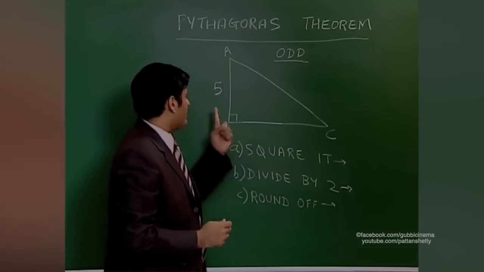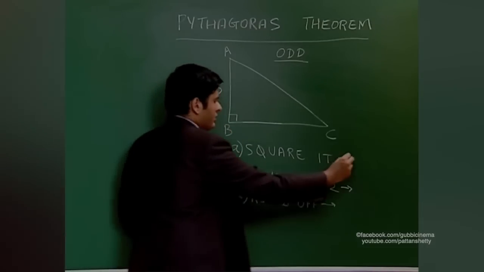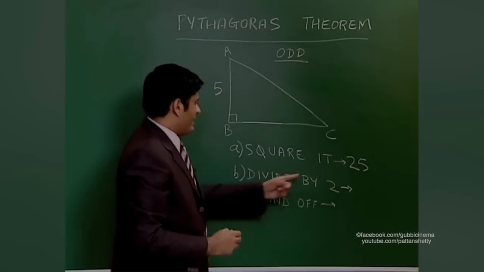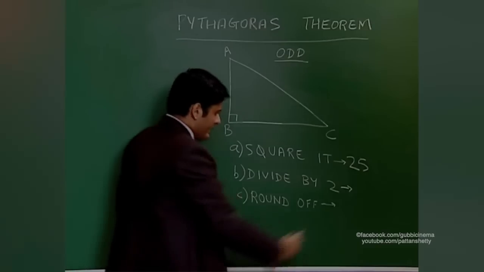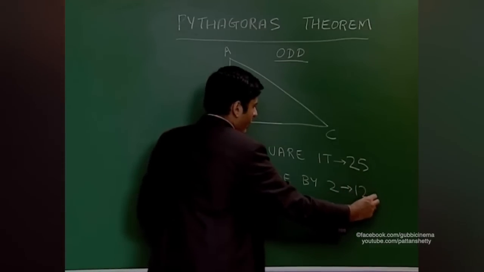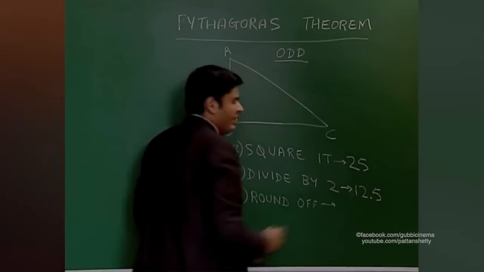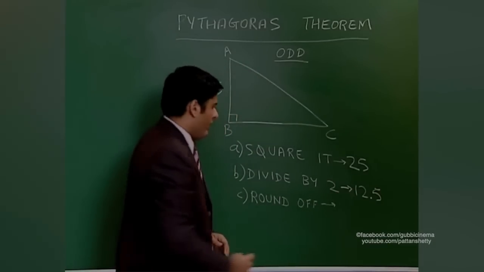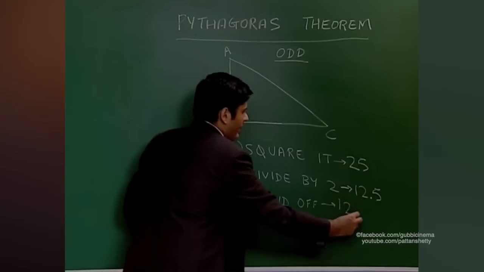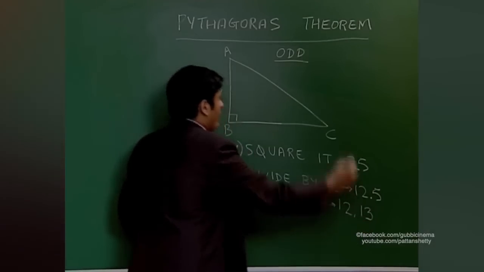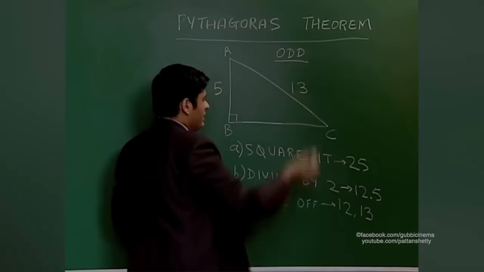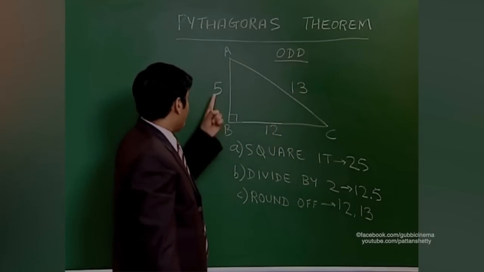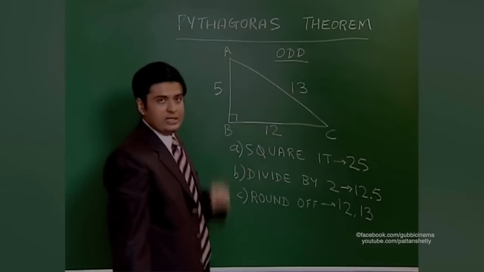So when I square it, 5 square becomes 25. 25, when I divide 25 by 2, I get 12.5. And when I round off 12.5, the smaller number is 12 and the bigger number is 13. So the bigger number goes in the hypotenuse, 13, and the smaller number comes here, it is 12. So my triplet is 5, 12, 13.